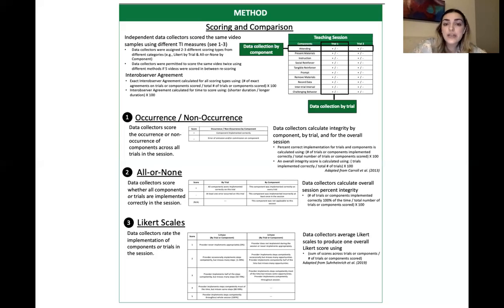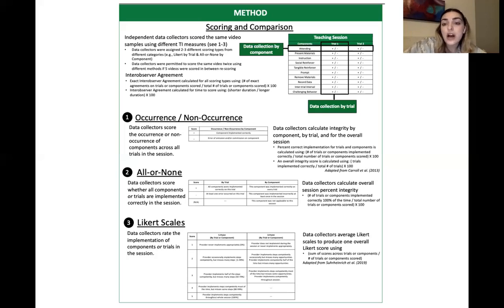Finally, we used Likert scales to have data collectors rate the implementation of components or trials in the session. We had 4 types of data sheets in this category: a 5-point Likert scale by trial, a 5-point Likert scale by component, a 3-point Likert scale by trial, and a 3-point Likert scale by component. Anchors for the Likert scale are shown in the table under Likert scales. Data collectors averaged Likert scores to produce one overall session score.